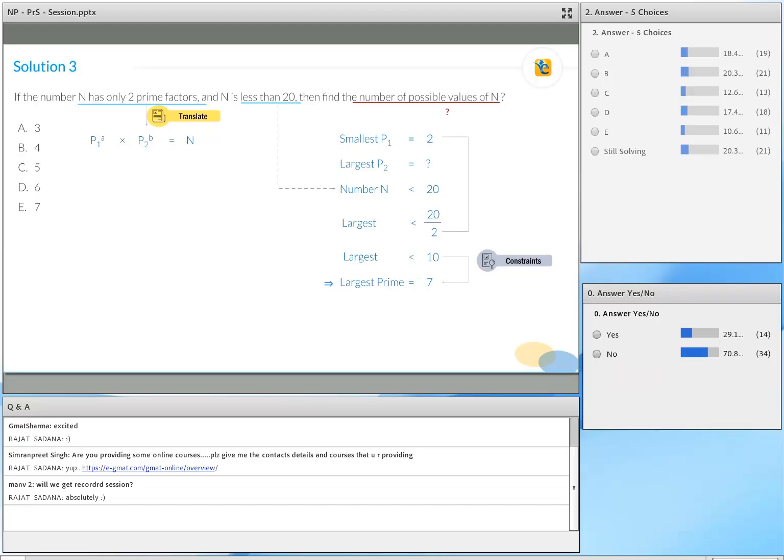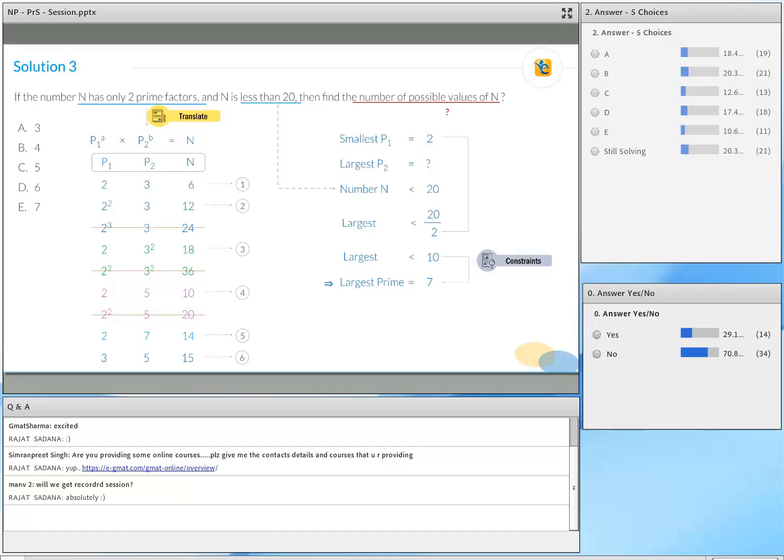Now next what I do is I take up p1, p2 and n, and I start to visualize. What am I doing? I'm starting from the smallest prime number, and I'm saying, okay, 2 times 3 is 6. 2 squared, because n has two prime factors, which means any of the powers can also come in, right? So 2 squared times 3 is 12. So that's my second possibility. Now, if I go 2 cubed times 3, 24, this is going to go beyond the boundary of n is less than 20, which means that's not a possibility.